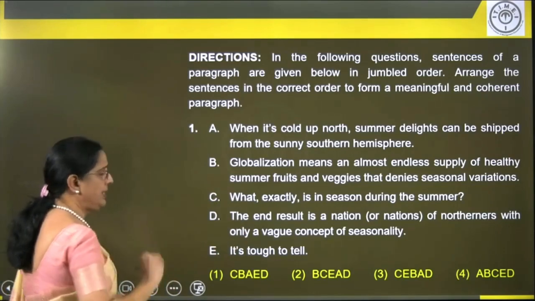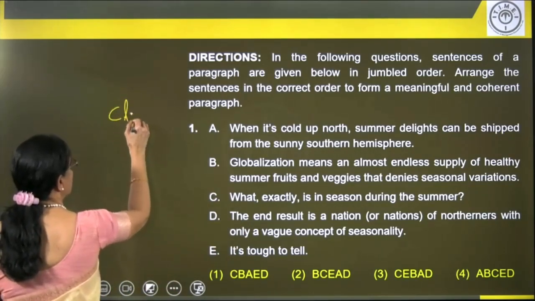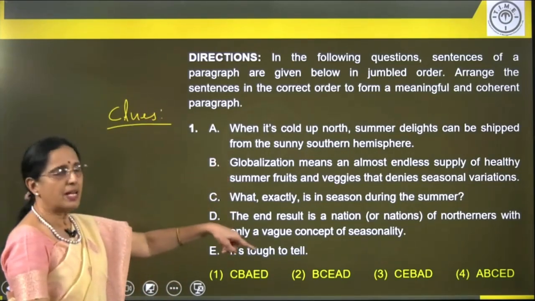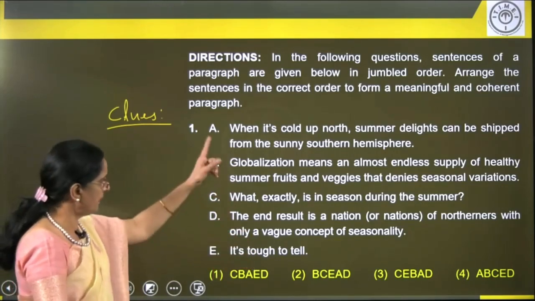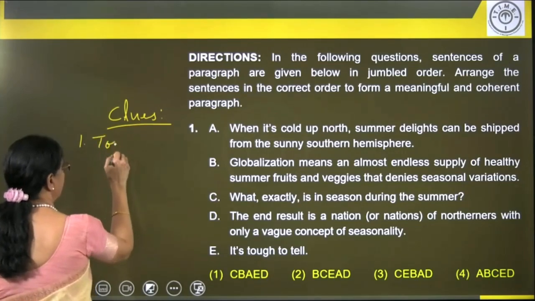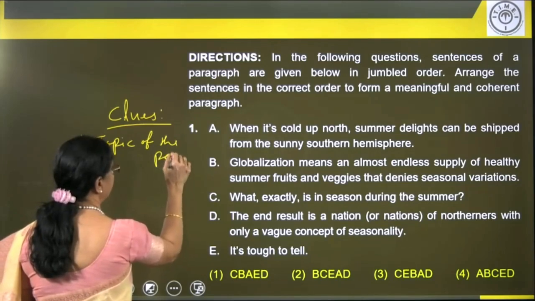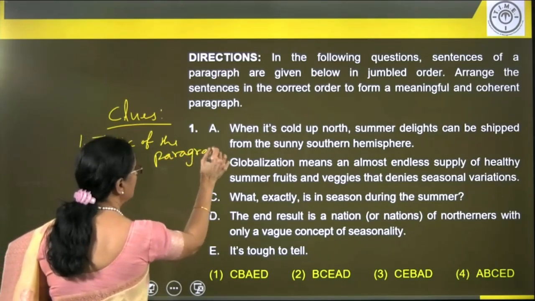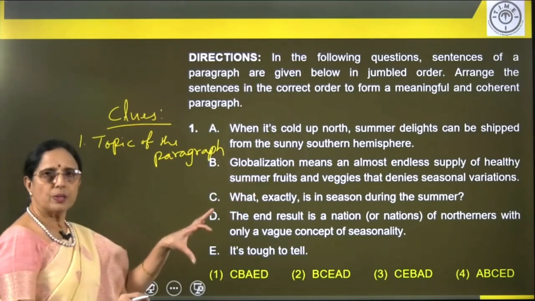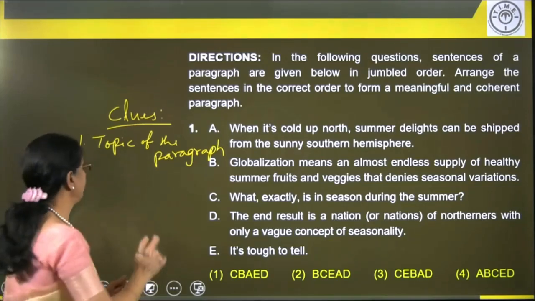So, when you are reading these, first you should focus on the clues. What are the clues which help us in answering these questions? So, find the clues. First thing, topic of the paragraph. After reading 2-3 sentences, you know what the topic is. If you know what the topic is, you can guess how the author develops the idea there.